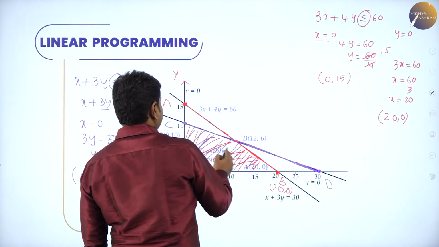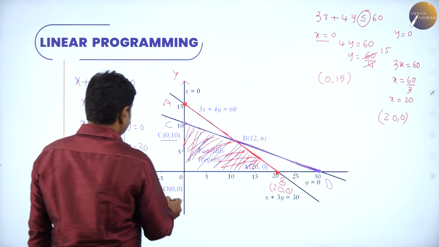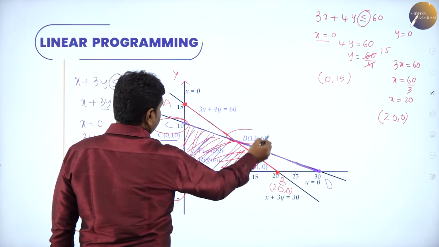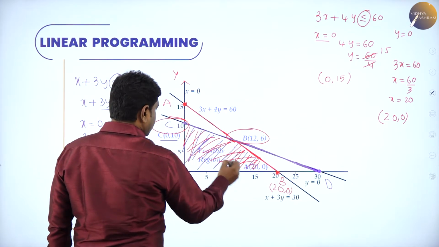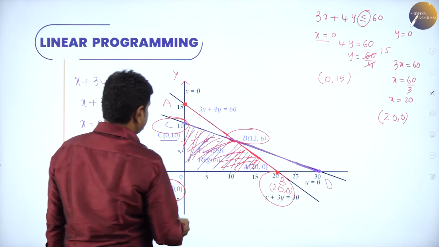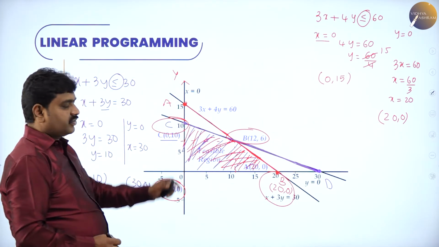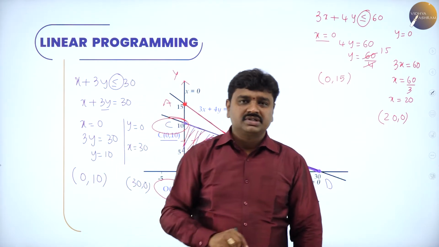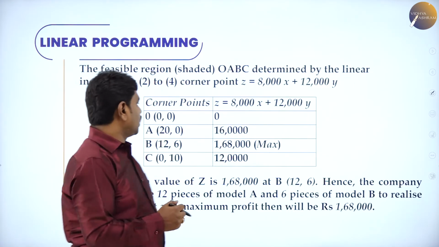We got feasible region. So vertices of feasible region, one is O, the other one is C, the other one is B, point of intersection. So if you draw perpendicular, you'll get point of intersection. The other one is B. So these are vertices of feasible region. Whatever I circled, they are the vertices of feasible region. Vertices of feasible region are called corner points.